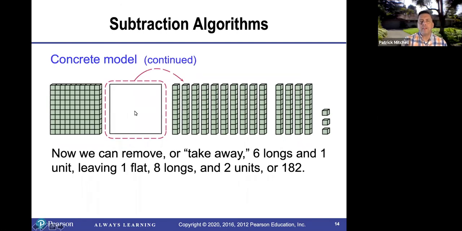So you can see that's what's been done here. We've taken away the flat and traded it in for 10 longs. Now we can remove or take away 6 longs and 1 unit, as seen here, leaving 1 flat, 8 longs, and 2 units, which represents 182.